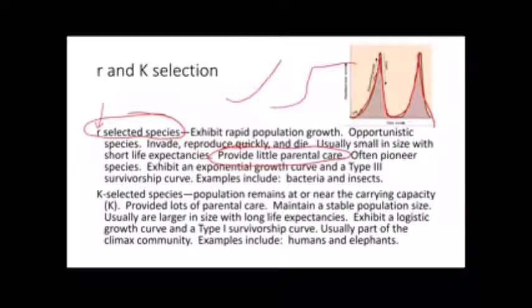Usually they're part of what's called the climax community. During the process of succession, the climax community is the more stable group of organisms that move into an area toward the end of its change, the end of its succession pattern. Some examples would be humans, elephants, some types of birds, organisms that tend to provide lots of parental care and exhibit that type 1 survivorship curve.